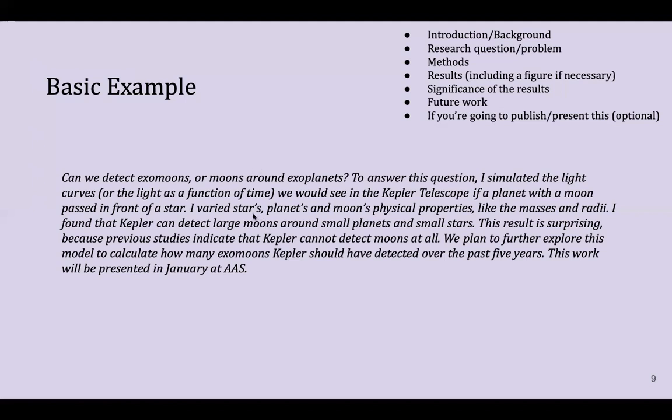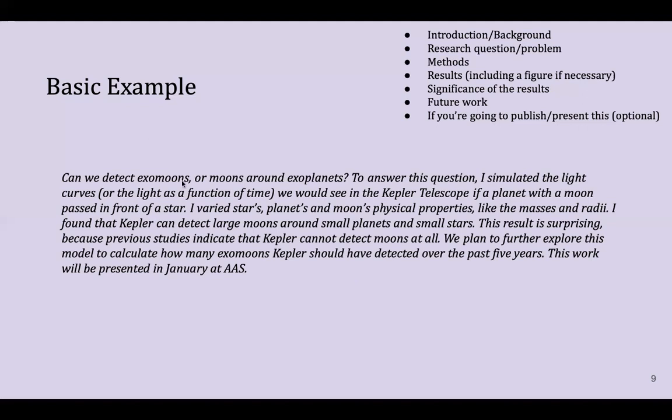I varied stars, planets, and moons' physical properties like masses and radii. And so that's, again, how they did their work. I found that Kepler can detect large moons around small planets and small stars. Results. This result is surprising because previous studies indicate that Kepler cannot detect moons at all. Boom, significance. We plan to further explore this model to calculate how many exomoons Kepler should have detected over the past 5 years. Future work. This work will be presented in January at the American Astronomical Society meeting.